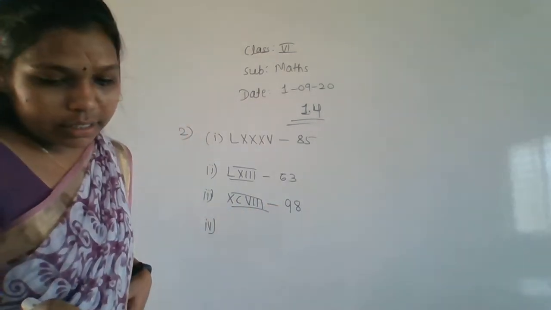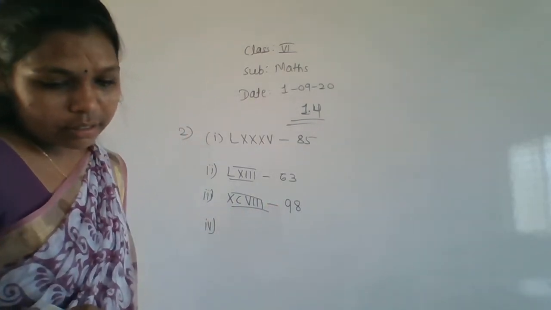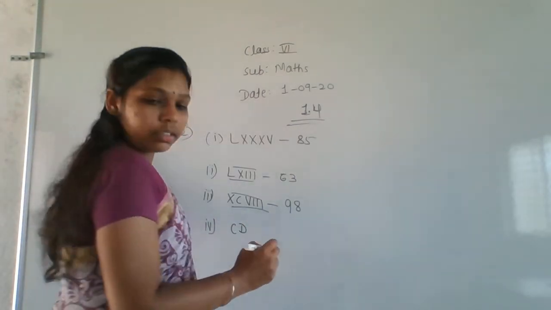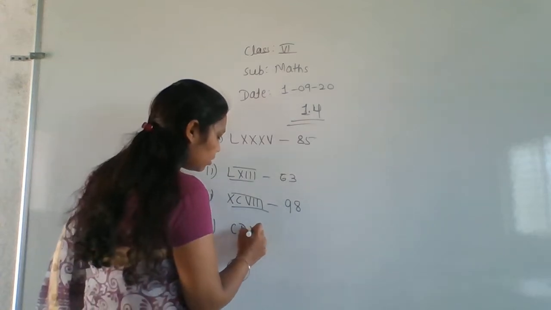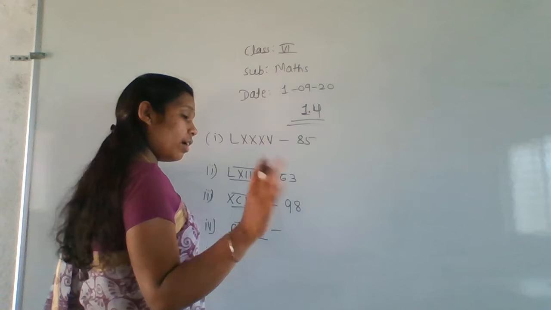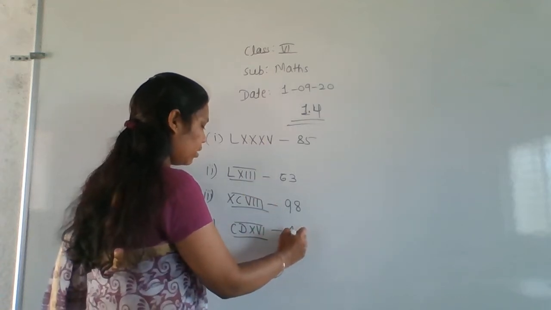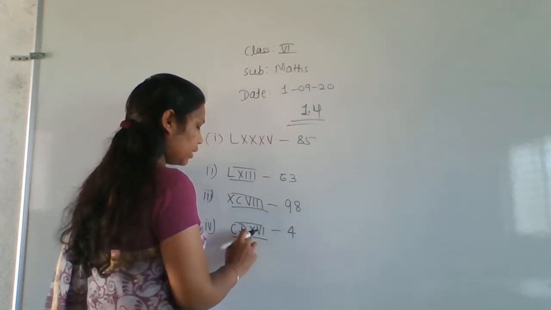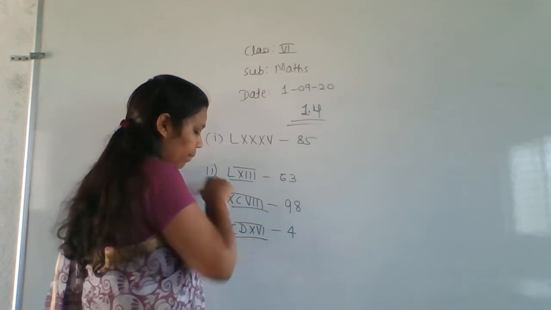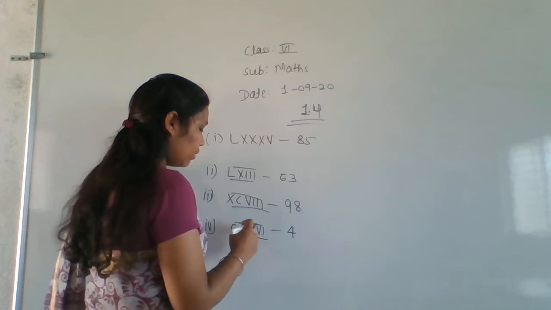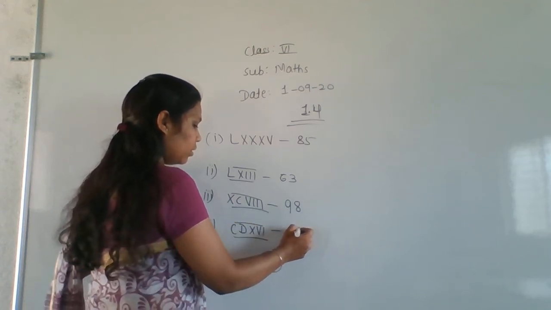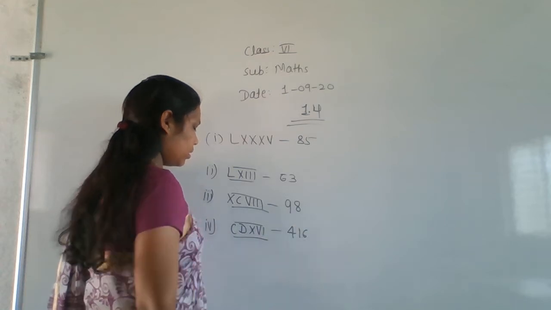Okay. Next one is CDXVI. CD means 400. That is 400. X means 10, and here VI is 6, so 416.